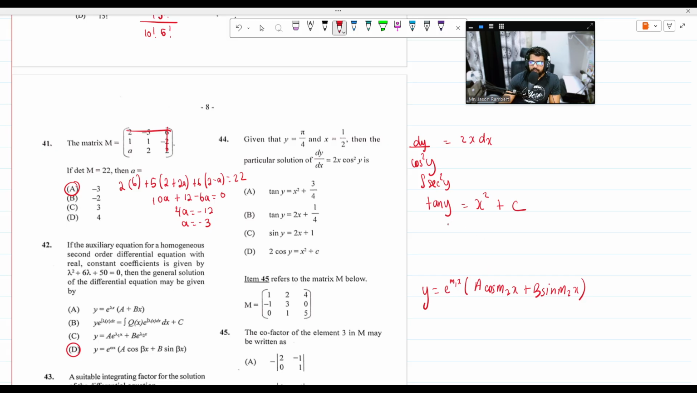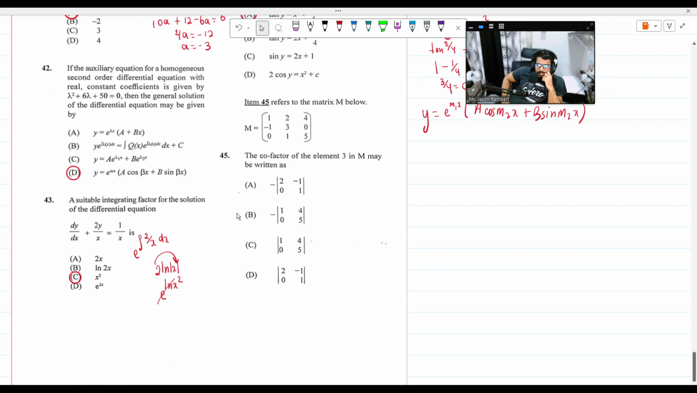y is pi on 4. Tan of pi on 4 is 1. And x is a half. So we get 1 here. Bring the half across, we get minus a quarter. So we get 3/4 is equal to c. So tan y is x squared plus 3/4. The answer is A.